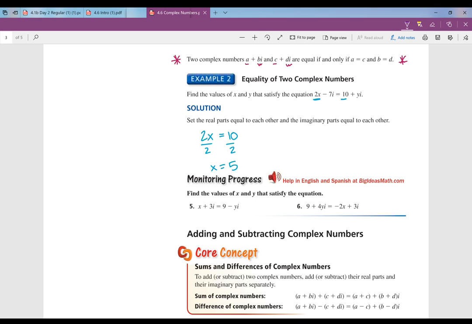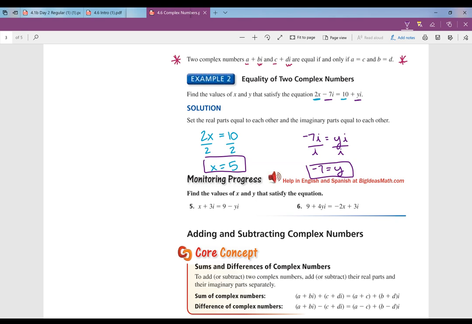Next, we're going to look at our imaginary parts. So we have negative 7i and yi. If we set those equal to each other, negative 7i equals yi, well, we can divide out our i. So we get negative 7 equals y. And that would be your answer for y. So our two values of x and y, we have x equals 5, y equals negative 7.